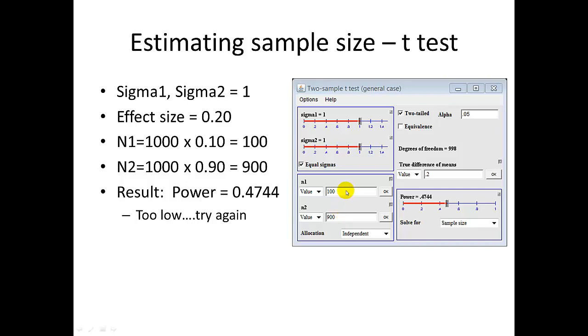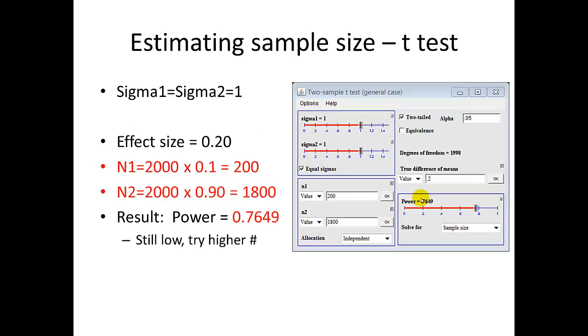I start with 1,000, and I assume that 10% of my population will have depression. 1,000 times 0.10 is 100, so I put that in N1. That leaves 900 to be in N2. The yielding power is 0.47, which is too low, so we'll need to try again. Next, I assume a total sample size of 2,000. N1 now becomes 200, N2 is 1,800, and our power is now closer to 80%, but not quite there, 0.76. So let's try again.